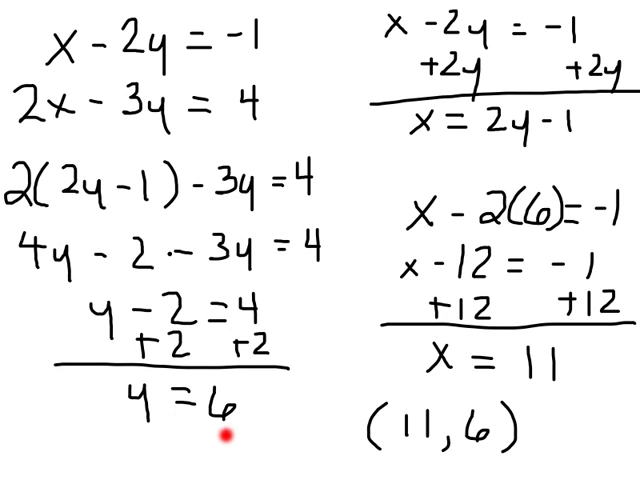Now that I know the actual value of y, I can substitute it in right here or right here. I'm going to use this one in my example. You can use either one. So I'm going to have x minus 2 times y, which we now know is 6, equals negative 1. And I've got to do my distributive, so x minus 12 equals negative 1. Get rid of the 12 by adding it to both sides, and I get x is equal to 11. So remember, as an ordered pair, we're going to write x first, then y.